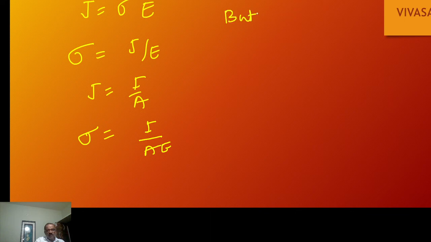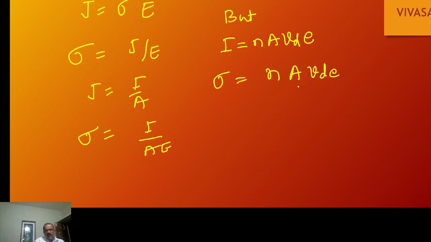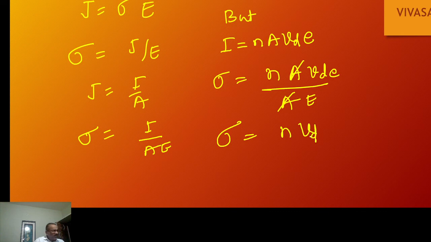You know this expression also: the current I is equal to n A v_d e, where v_d is the drift velocity and e is the charge. This is another equation we have. Now substituting this, sigma is equal to n A v_d e, whole divided by A, divided by E. Now this A gets cancelled. That means sigma is equal to n v_d e divided by capital E.